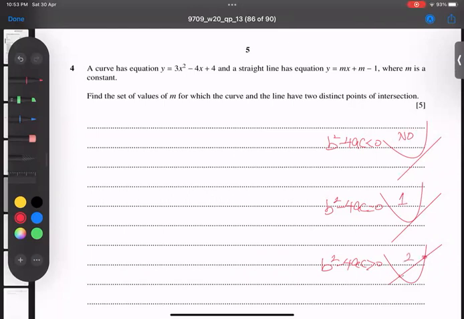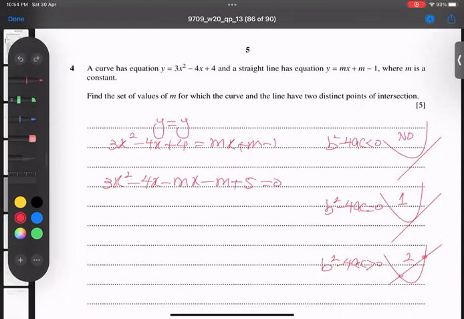First of all, y and y, put them equal to each other. So I'm getting 3x to the power 2 minus 4x plus 4 equals mx plus m minus 1. Bring all values to the left-hand side: 3x squared, minus 4x, minus mx, minus m, plus 5 equals 0. Because this one goes there and we add, we get this.